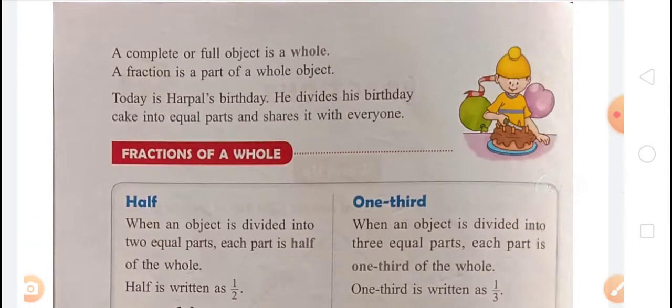A complete or full object is called a whole, and a fraction is a part of a whole object. In other words, we can say a fraction is a piece of a whole object, a part or piece of a complete object.